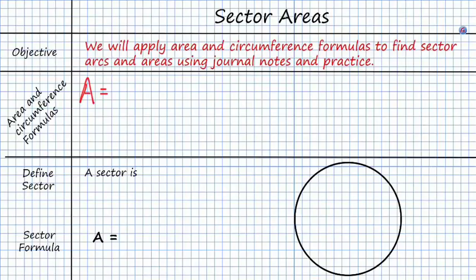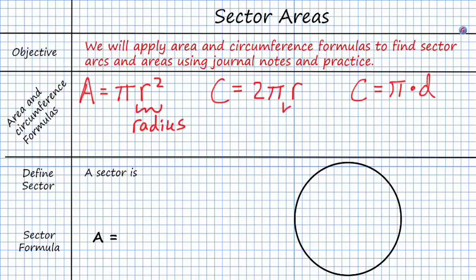So the area of a circle is equal to pi times r squared, where r is the radius. We have two circumference formulas. Circumference can equal 2 times pi times r, or we can also say that circumference is equal to pi times the diameter, where this is the radius, this is the diameter. And remember, circumference is really just a fancy word for the perimeter of the circle.